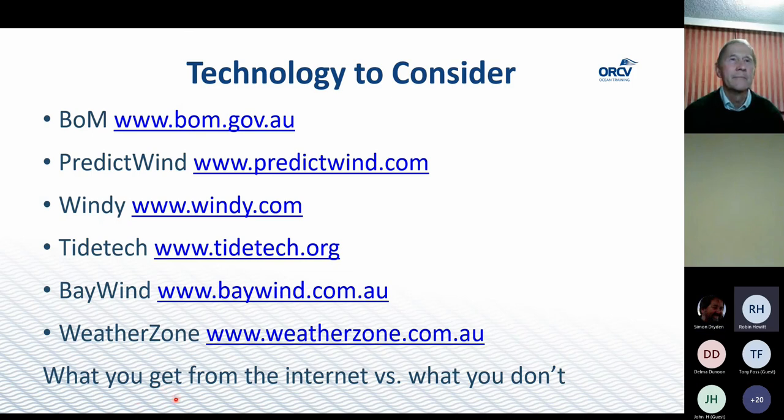Okay, what to remember is you can get all sorts of information from the internet, but there are many, many things that it doesn't give you. And because we're interested in a short distance around the boat, we want to know what's happening 1 or 2 kilometres in front of us and around us. Keeping your eyes open, looking at the clouds, the sea conditions, everything you can get helps a lot.